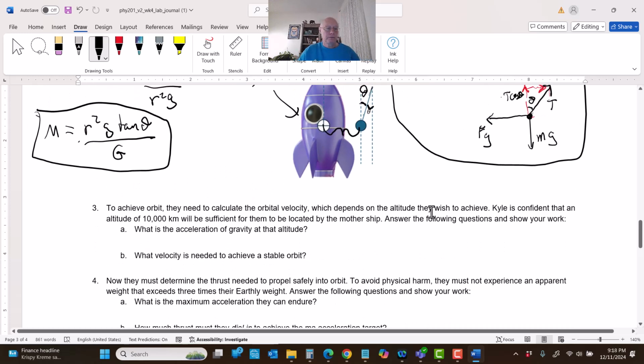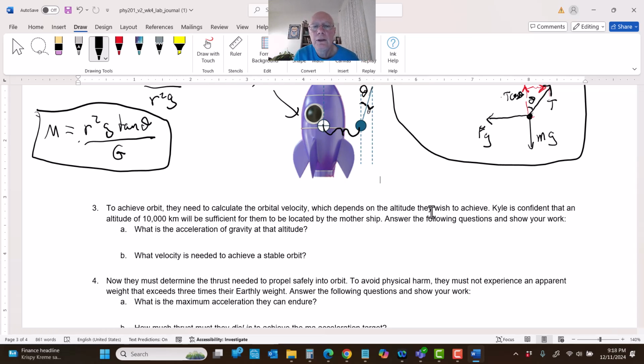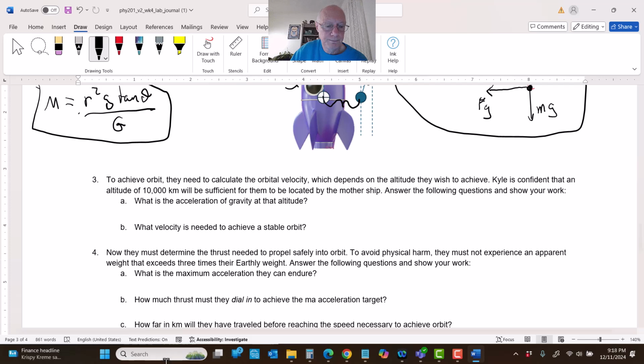All right. Now, to achieve orbit, they have to find out how fast they have to go to be in orbit, which depends on the altitude they wish to achieve. So Kyle is confident that an altitude of 10,000 kilometers will be enough for them to be found by the mothership. So how are you going to find the acceleration of gravity at that altitude? I'm going to have to get the whiteboard.